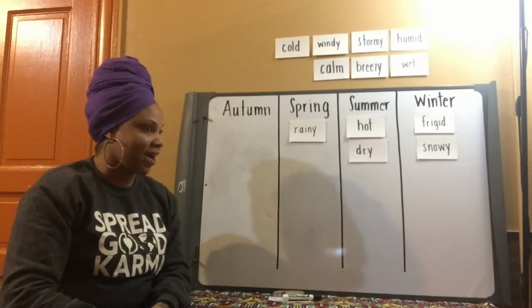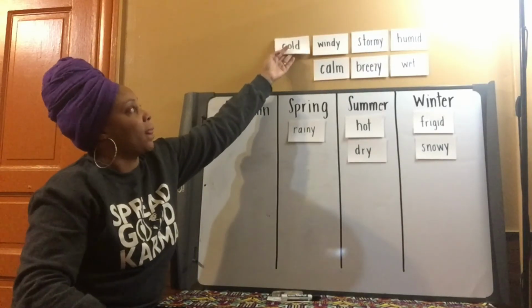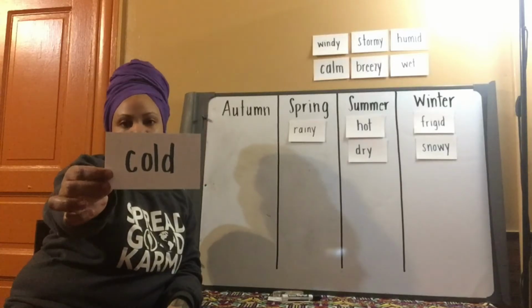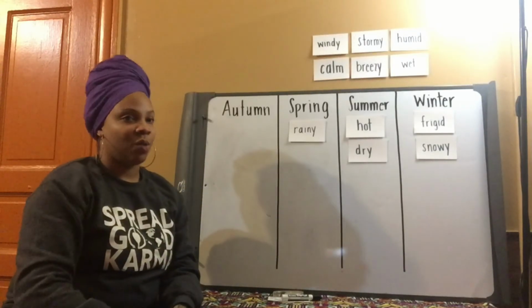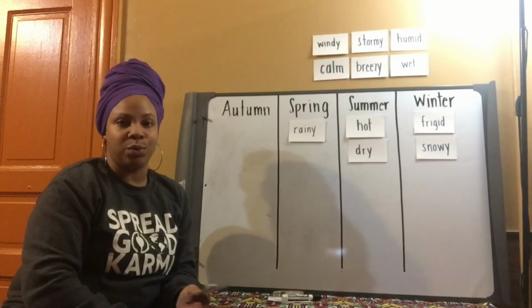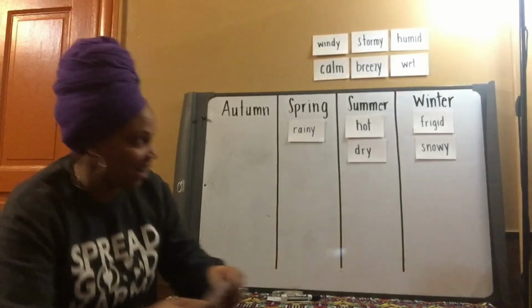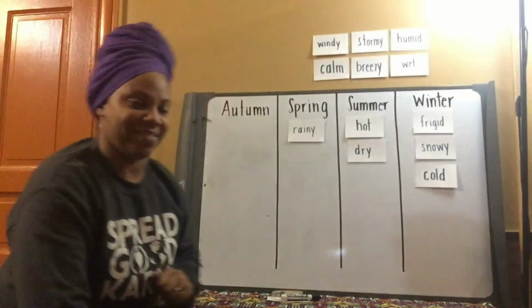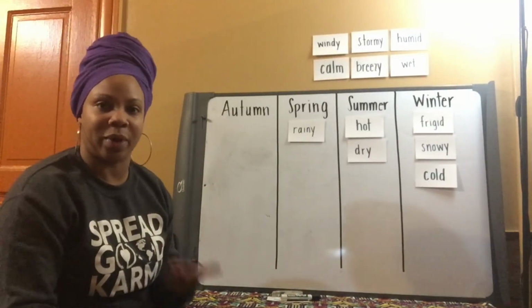Okay? All right, let's move on to the last one that we're going to do together. And that adjective is what? Cold. Very good. Which one of these seasons is cold? Winter. Winter is in the lead right now. Very good. With 3 adjectives. So cold would be an adjective used to describe winter weather.